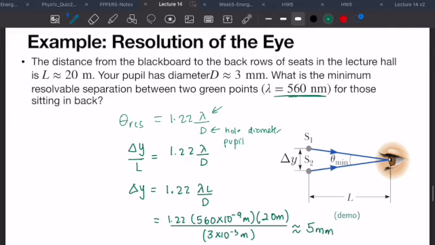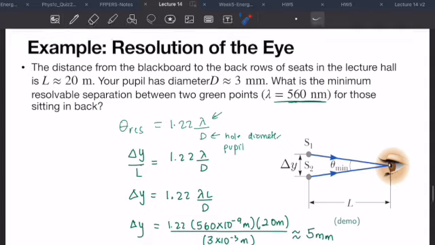So if I draw 2 dots on the board in green chalk and I separate them by 5 millimeters, somebody sitting 20 meters from the board in the back of the classroom should be able to just barely resolve them. If I move them closer than 5 millimeters, let's say to 4, 3, or 2 millimeters, you're likely not going to be able to resolve them anymore.